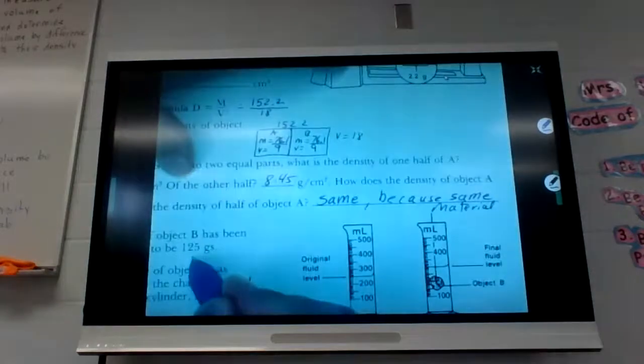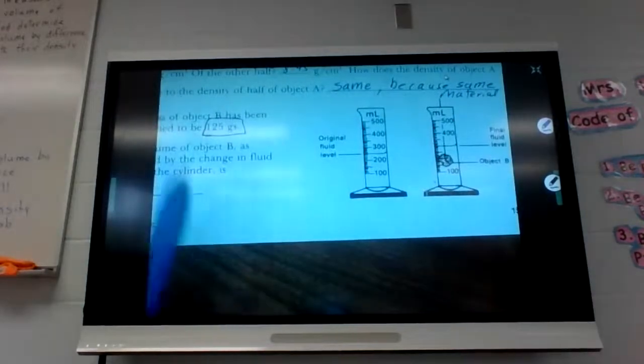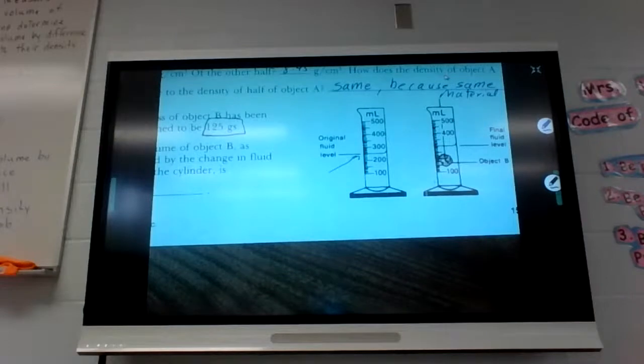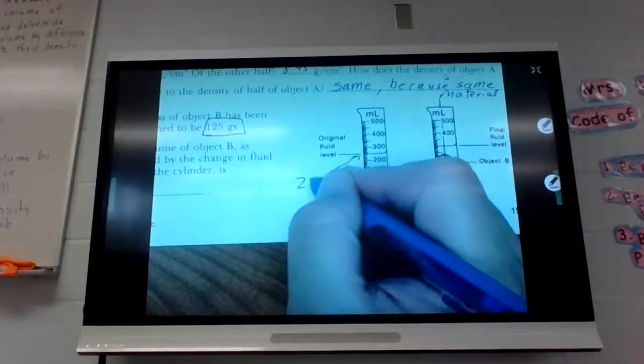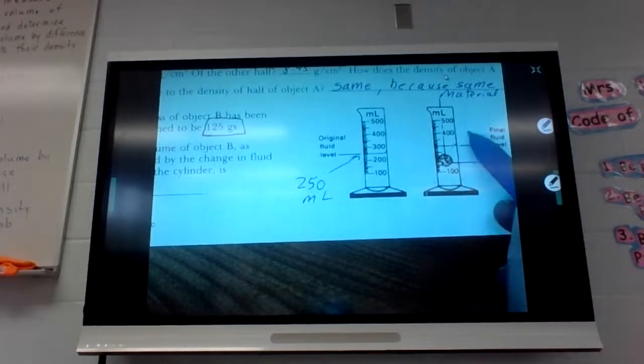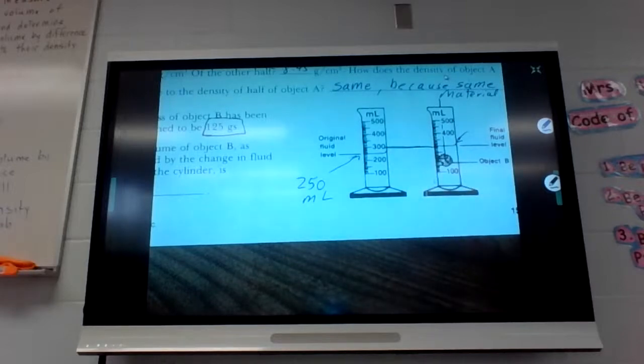All right, so in part B, they gave you a mass. They're telling you this is the mass of this thing they're shoving in the graduated cylinder. So we've got to read the graduated cylinder this time. Can you tell me what it's reading? The original fluid level. What does it look like it's at? 250. Looks like it's about halfway, so I'd probably go 250. Okay, so 250. So if we look here, what does that look like it's at now? About 300. Okay.